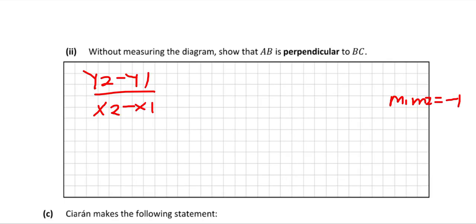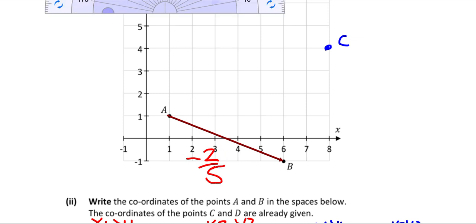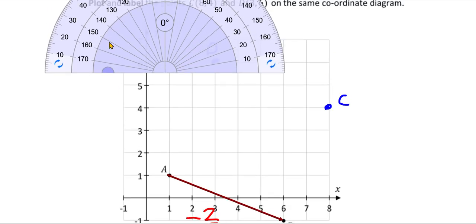What was it? AB and BC? AB would be how many blocks down and how many blocks across? Two down and 5 across. So the slope of AB would be -2/5. I think what it means by measuring the diagram is getting out a protractor and doing it. Does that make sense? I can't get out a protractor and say, oh look, this is 90 degrees because I measured it using my protractor. I think that's what they're getting at in this question.